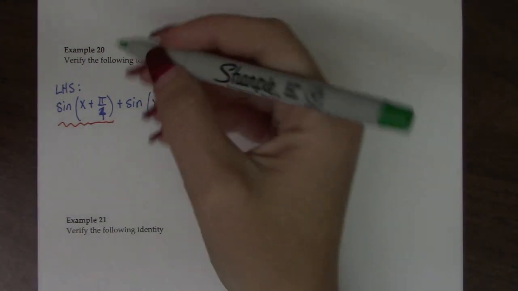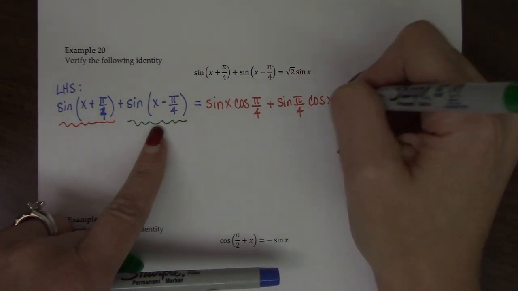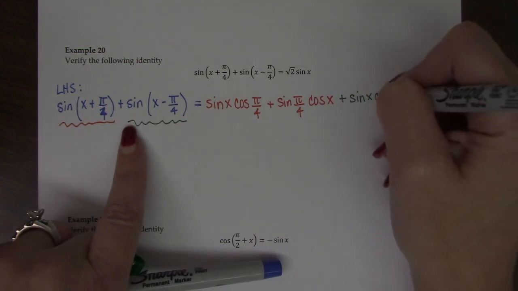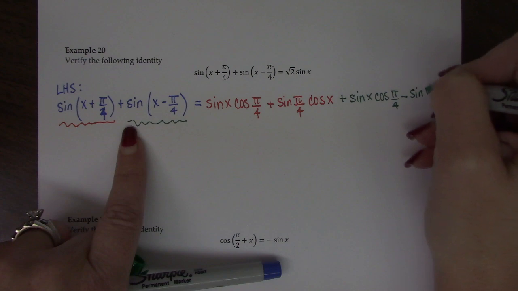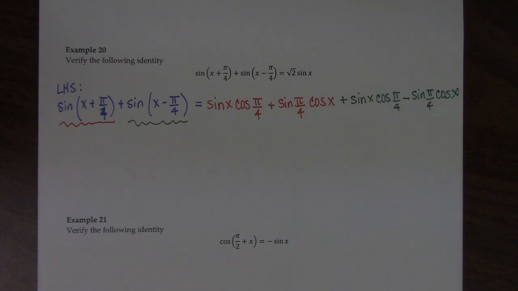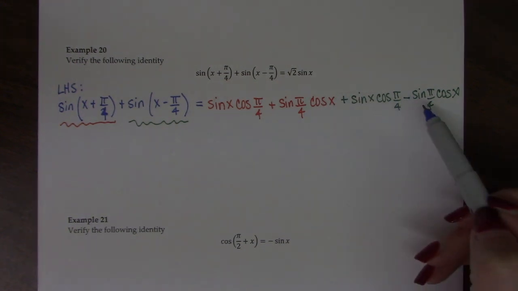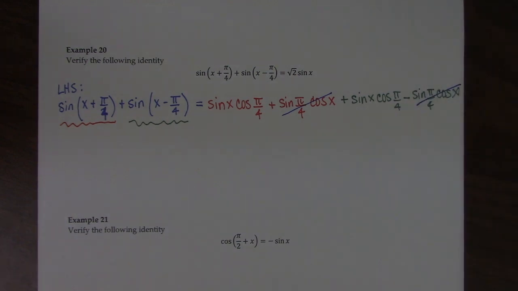Then I need to do the same thing with this guy, except now I'm subtracting inside. So the plus sign I'm writing comes from here. So it's sine of the first thing, cosine of the second, minus sine of the second, cosine of the first. So now let's see if there's anything we can clean up here. So I see that I have a sine pi over 4 times cosine x and a negative sine pi over 4 times cosine x. So these two add up to 0.